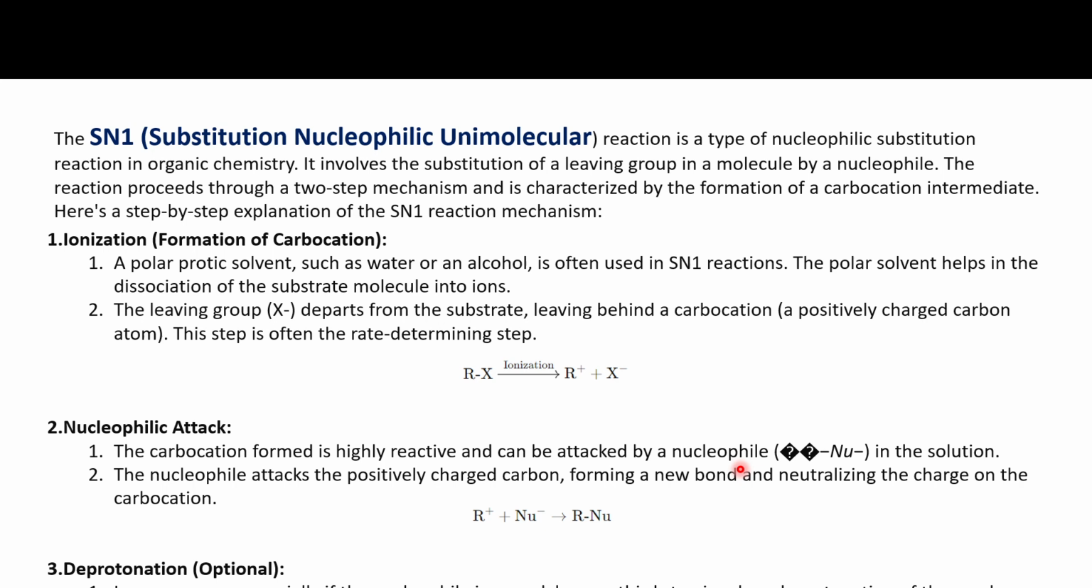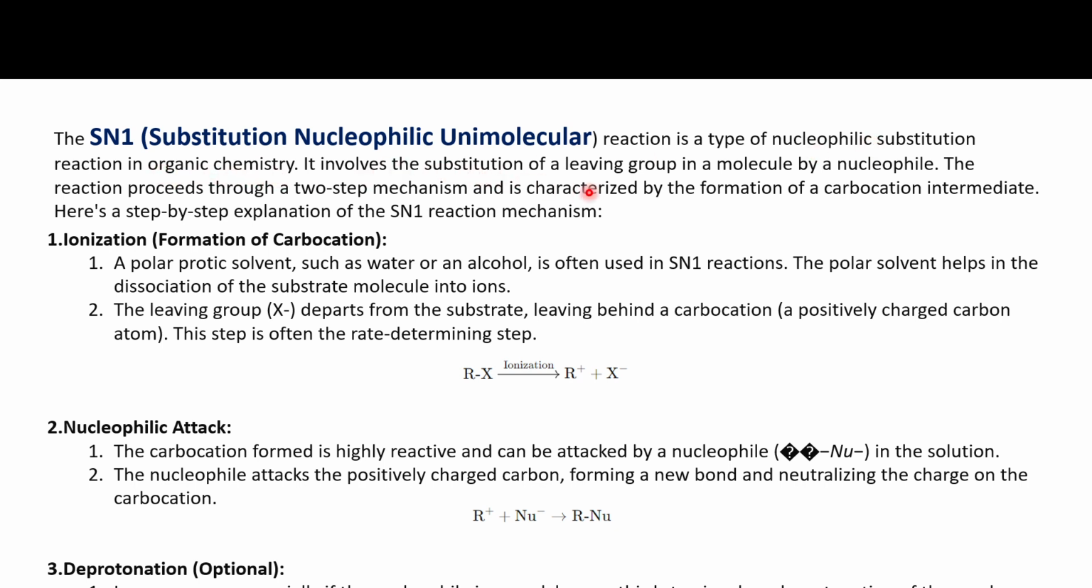So what is an SN1 reaction? SN1 is substitution nucleophilic unimolecular. Unimolecular means that in the rate determining step only the concentration of the substrate is involved, not the nucleophile. But for SN2 reactions, in the rate determining step both the concentration of substrate and nucleophile are involved.